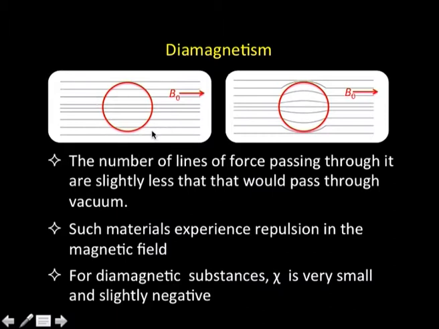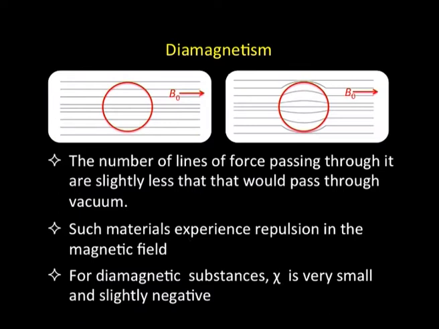But if the sample compartment contains a material which is diamagnetic, the number of lines of force which pass through it is slightly less than that which passes through the vacuum. In the case of vacuum, all the lines of force pass through, but with diamagnetic material, some lines of force go out of it. As a consequence, such materials experience repulsion in the magnetic field.